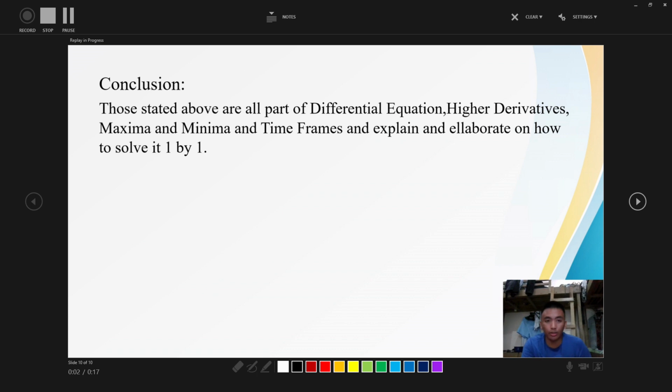So the conclusion is that those stated above are all part of differential equations, higher derivatives, maxima and minima, and time frames, and we explained and elaborated on how to solve them one by one.